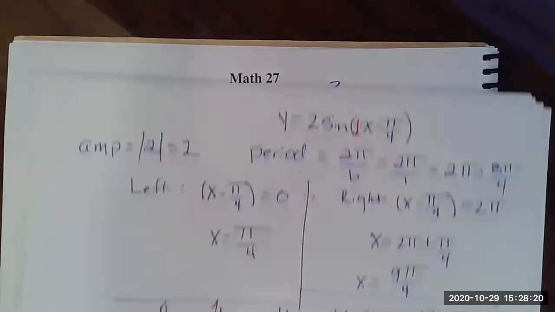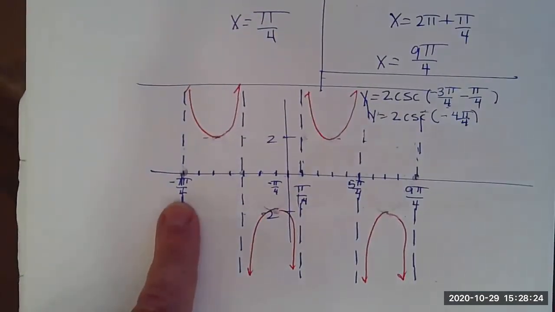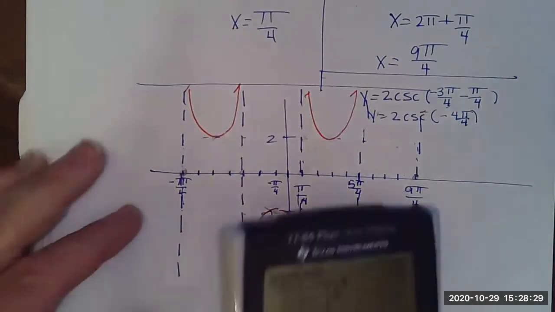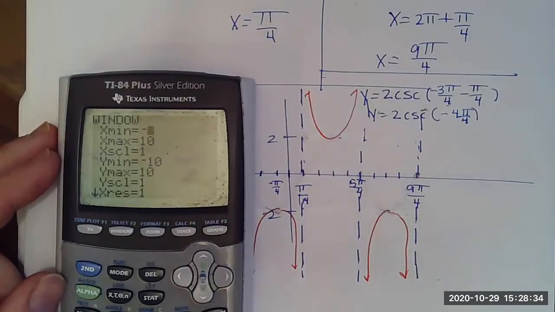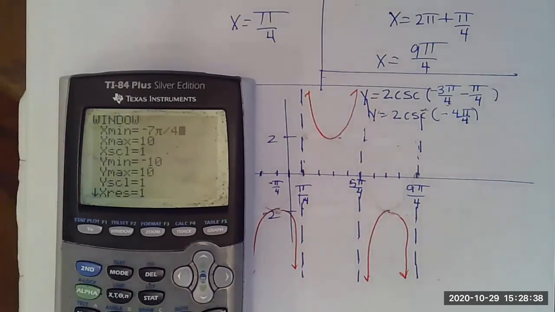Now to determine my window, I'm going to go back to my graph that I did by hand. I'm going to go from -7 pi over 4 to 9 pi over 4. So I'm going to go -7 pi divided by 4 to 9 pi divided by 4. And scalar, I'll do pi's over 4. It seems to make sense since everything's divided by 4. So pi's over 4.